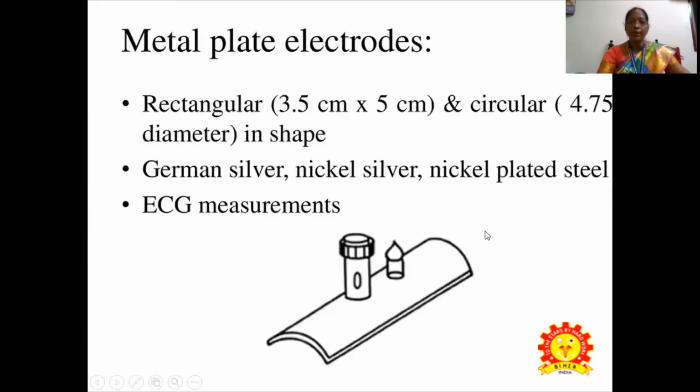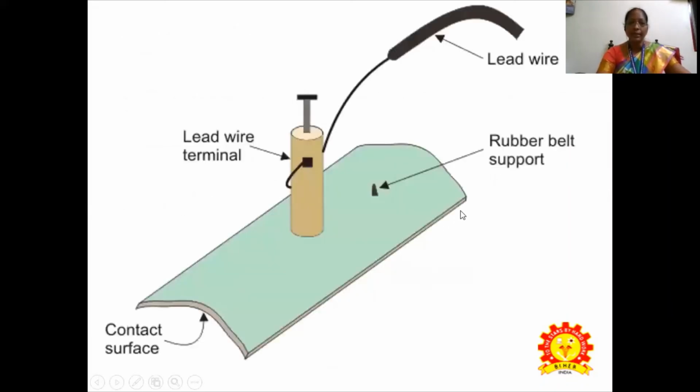Metal plate electrodes are shown schematically in the diagram, rectangular at 3.5 centimeter by 5 centimeter, and circular with a diameter of 4.7 centimeter. It is German silver, nickel silver, or nickel plated steel. It is used for ECG measurement.